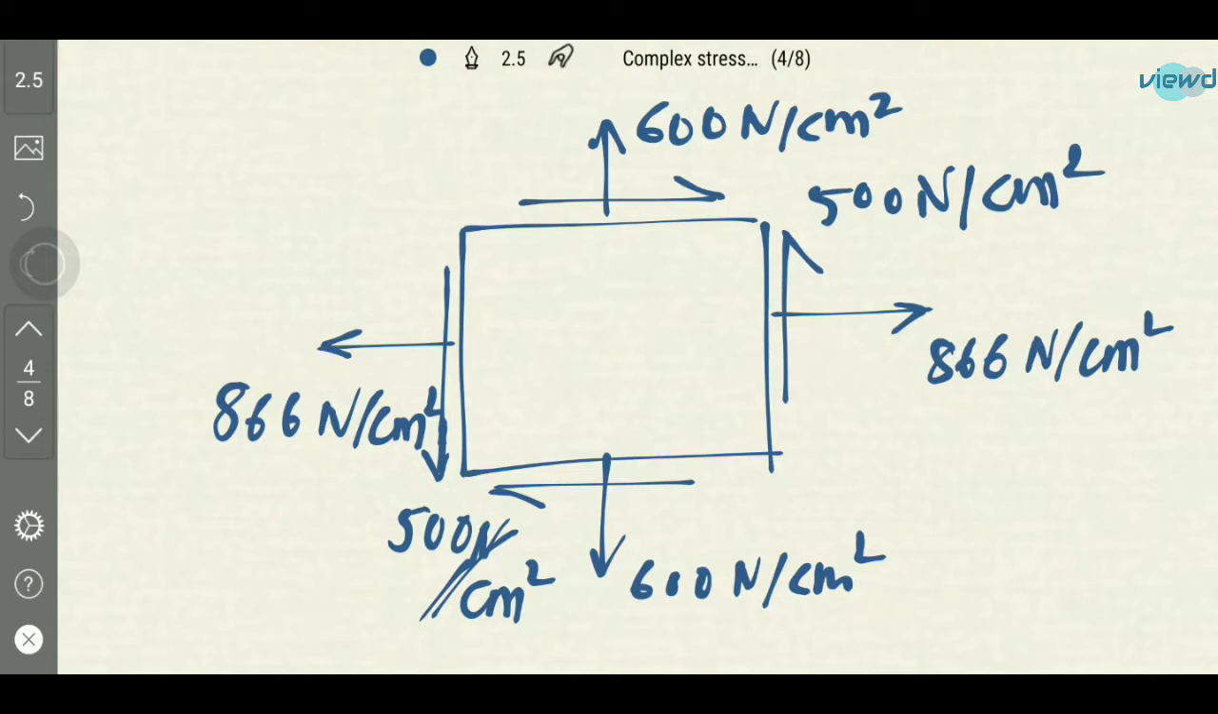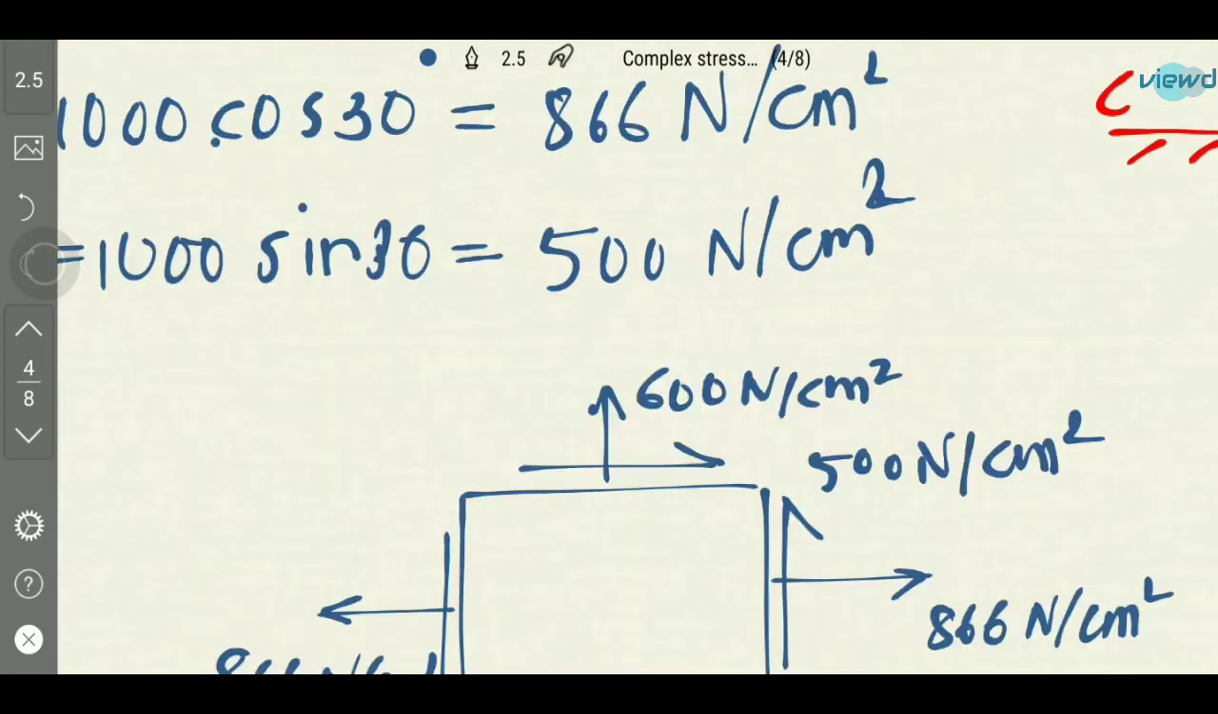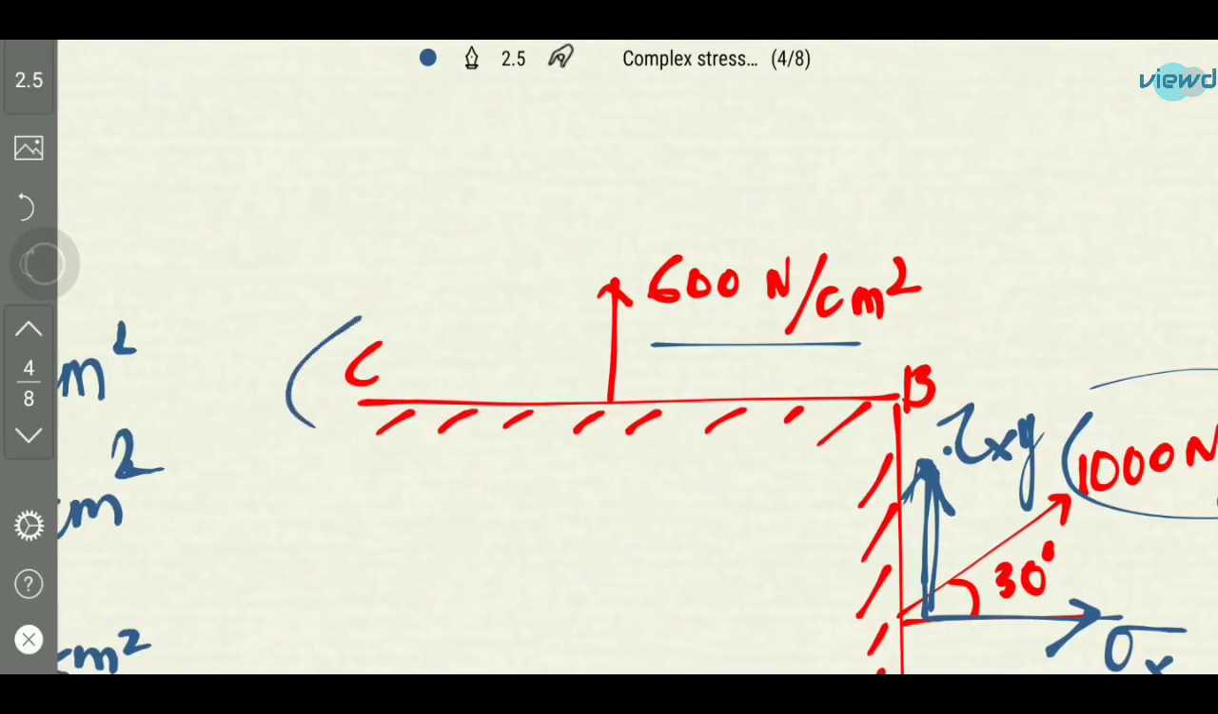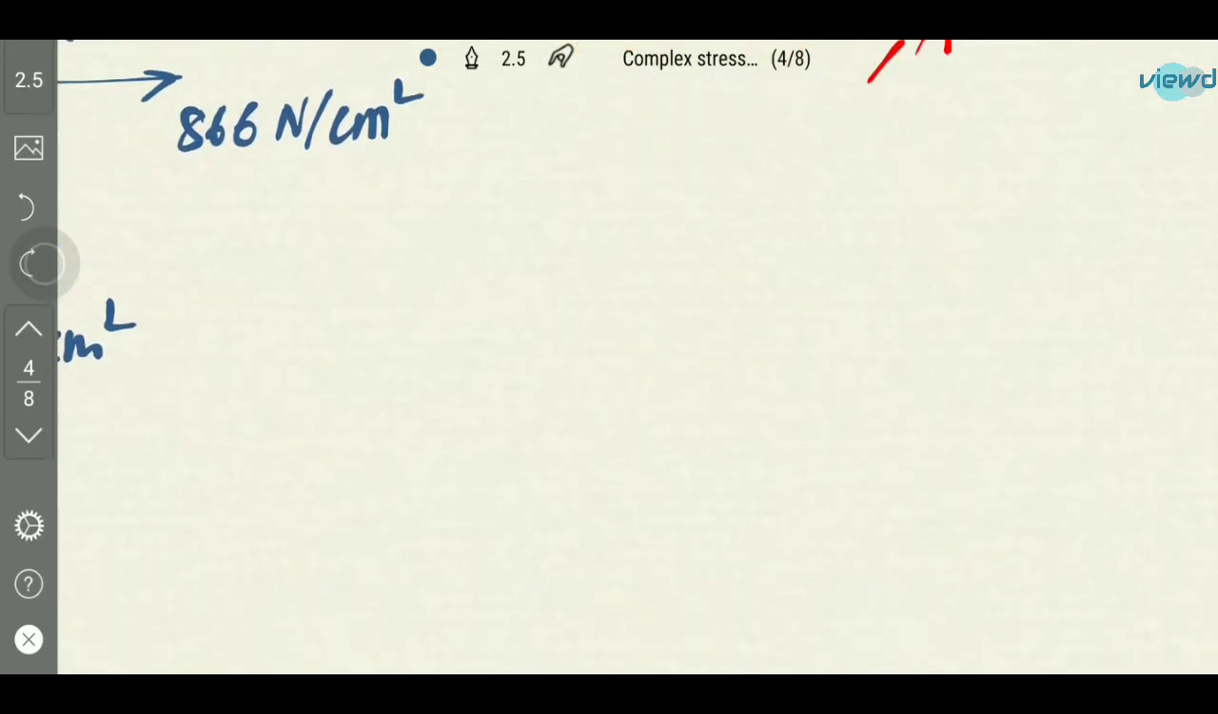and we need to find the magnitude and direction of resultant stress on BC. First question is magnitude and direction of resultant on BC. What is BC? So this is BC. We need to find the resultant stress. So how to find the resultant stress on BC?